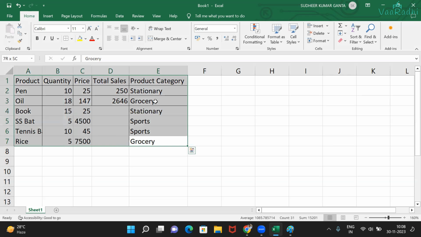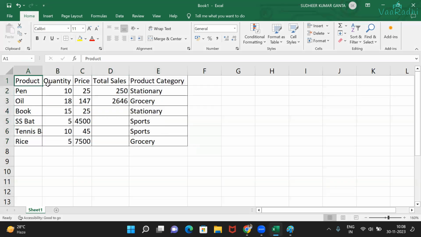Now tell me how many sales transactions I'm recording here in this table. 6. Perfect. And out of these six, how many stationery sales are there? 2. How many grocery? 2. How many sports? 2. Now, if I ask you, what is the sales of only grocery items from this table?